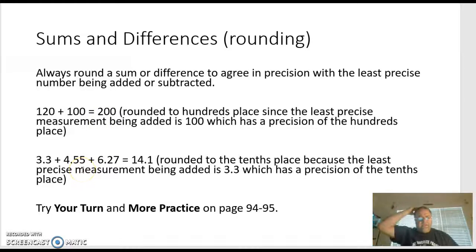Let's look at another one here where we're going to add these 3 digits. Let's look at the precision of each one of them. So this one is to the tenths place, this is to the hundredths place, and this is also to the hundredths place. So the least precise one, that's the one furthest to the left, would be to the tenths place. So that means our final answer will be rounded to the tenths place. All right, so try some on page 94, 95, see how you do.